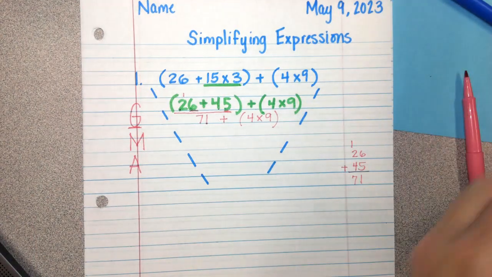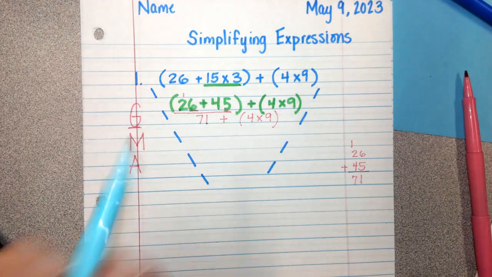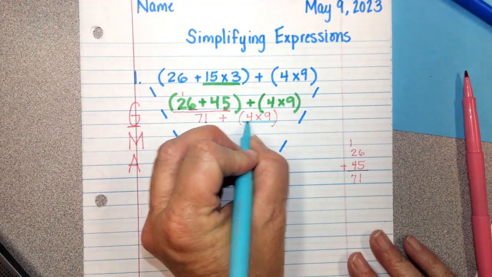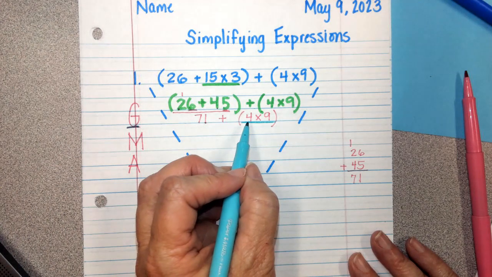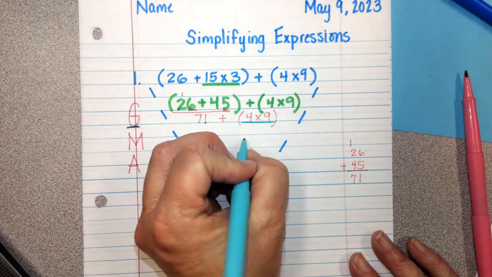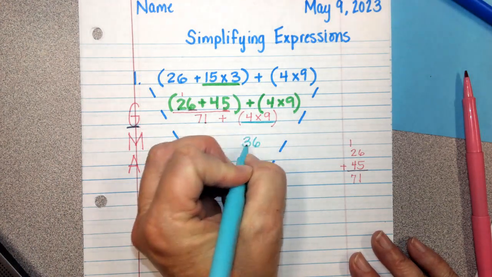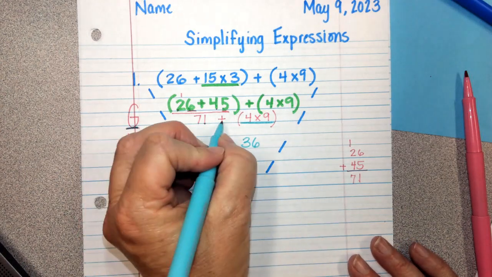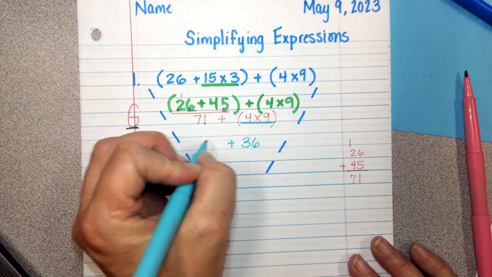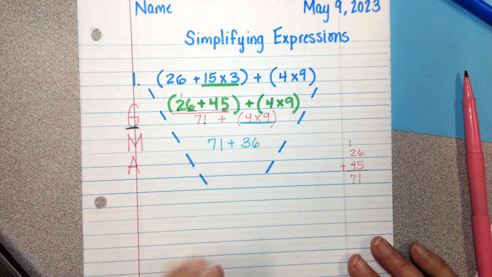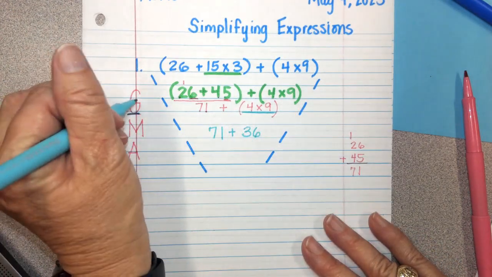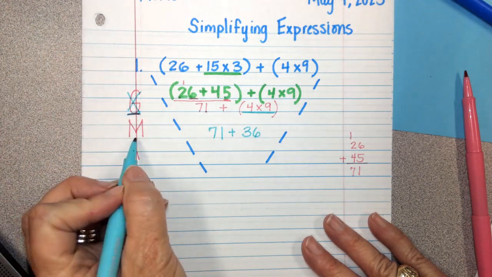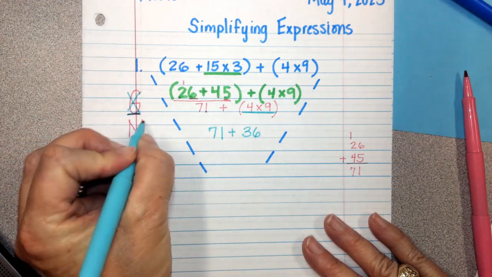The next thing that I'm going to do is solve my second set of parentheses, because I'm still in my groupings. And we know 4 times 9 is 36. So I'm going to rewrite the 36. I'm going to drop the addition symbol, and I'm going to drop the number 71. Now that I've done all of my grouping symbols, I'm done with that. Are there any multiplicatives? No, there are not.